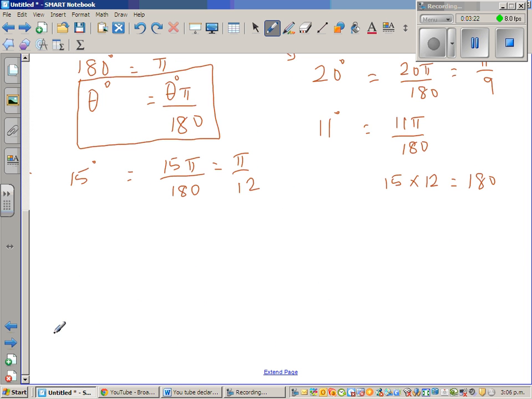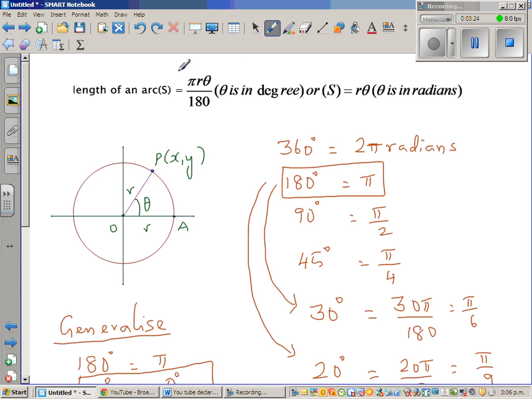Now let me go back. The intention of this video is to explain this formula, the length of any arc. Now this is an arc. The distance from P to S is S. I'll write S here, S for length of an arc. I don't know why they use letter S for length. Or in other words, the length of arc AP, this is a notation for arc, is equal to S.